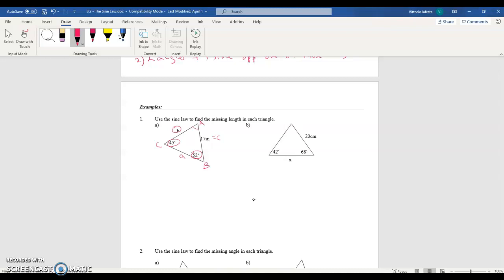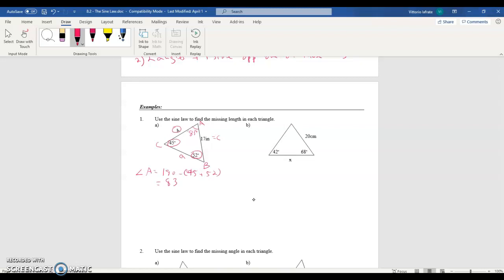So usually what I do is I recommend before you do anything else, find the easy stuff. Find that angle in there. This would be angle A. So angle A would be equal to 180 minus 45 plus 52. So let's write that down. 180 minus 45 minus 52, and we get 83 degrees.